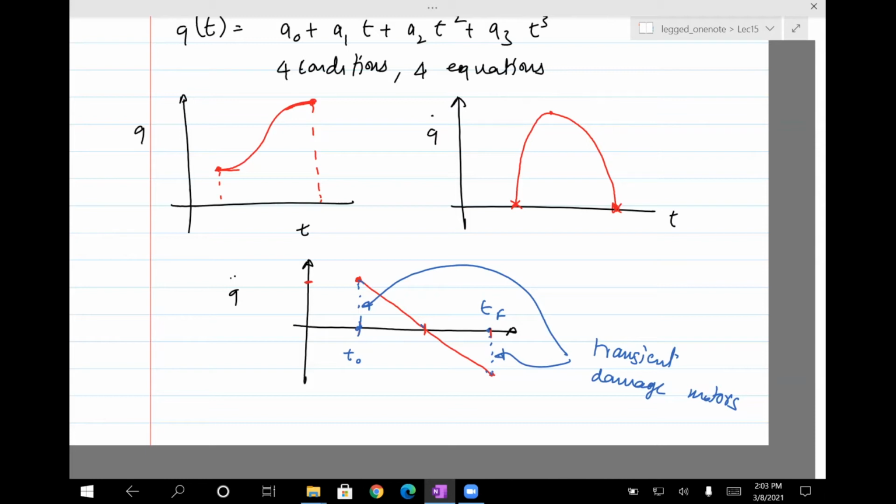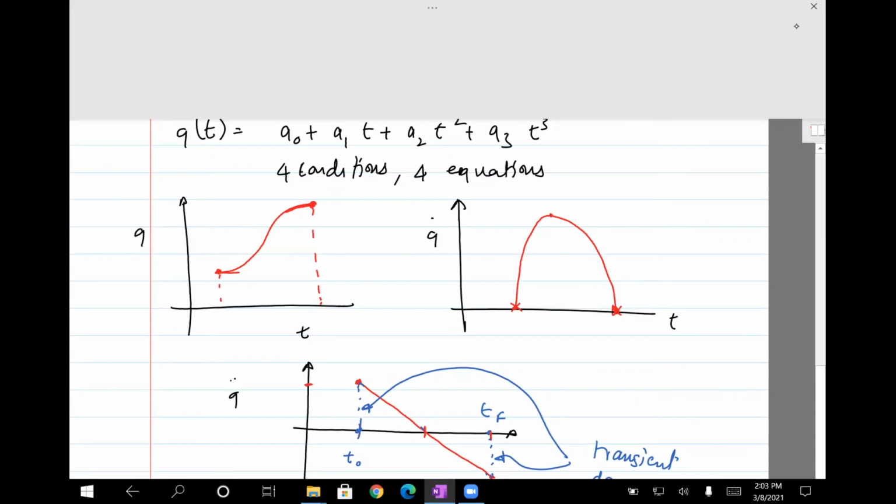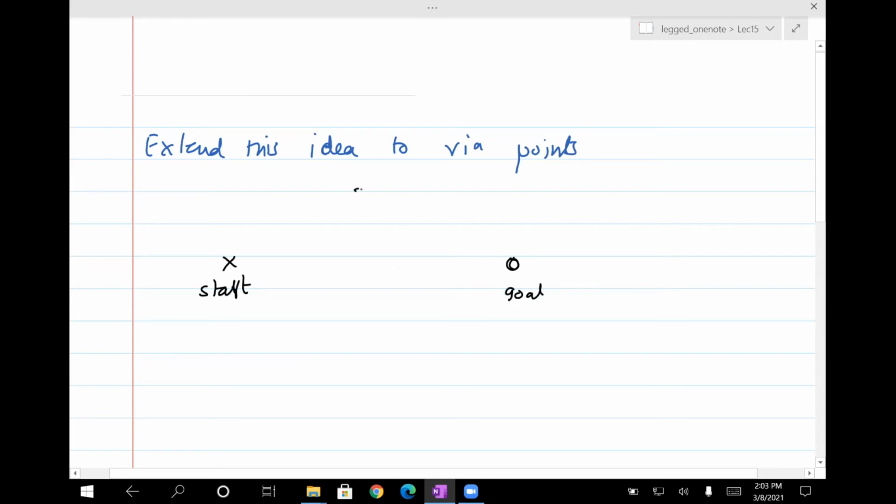Now you can use this idea to do more than just going from point A to point B. What if you wanted to go from point A to point B via some other point? So I'll do a short example on how to do this. Okay, so extend this idea to via points. What are via points? So sometimes you want to go from point A to point B. This is the start. This is the goal. And then you want to visit some intermediate point.